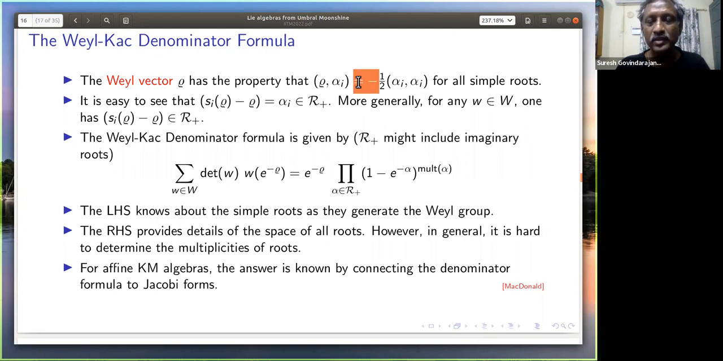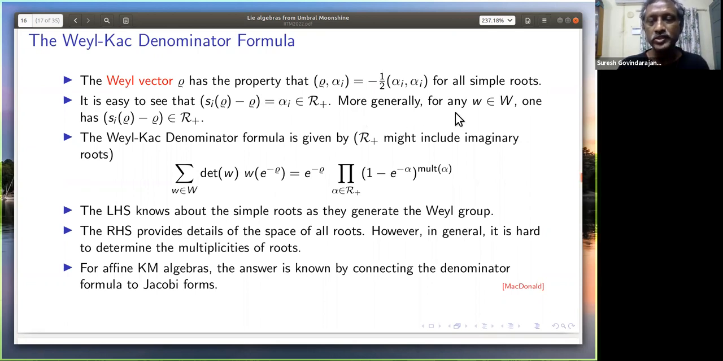Again, this minus sign is my convention. It's Sen-Ko and Nicolin's, it's their fault. The standard thing will be with the plus. So for all simple roots, we just call this a Weyl vector. And if you work out what S_i of rho minus rho is using this property, it just gives you back alpha.